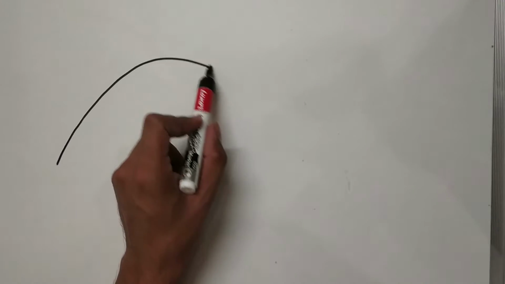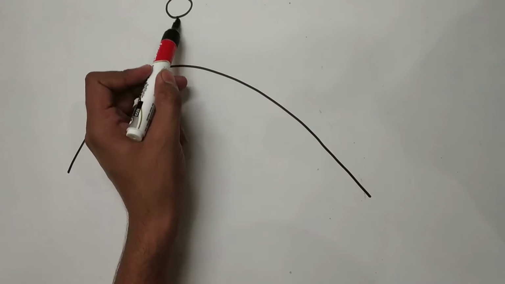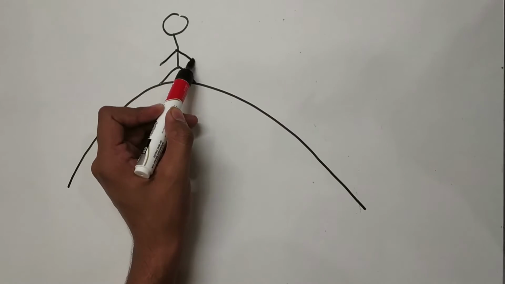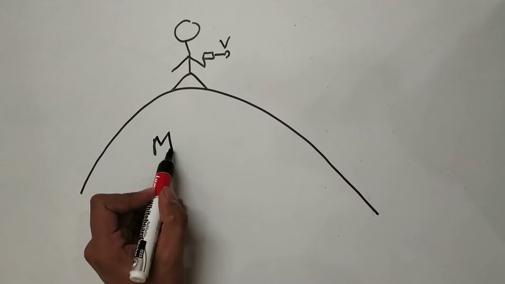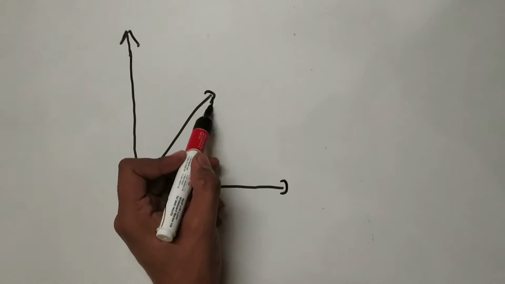Have you ever thought about what would happen if you shot a rifle on the moon? But first, let's try to understand the science behind this. The basic idea behind this is something called orbital velocity. Now, suppose you shoot a bullet into space. Then its velocity can be broken down into two parts, up and forward.